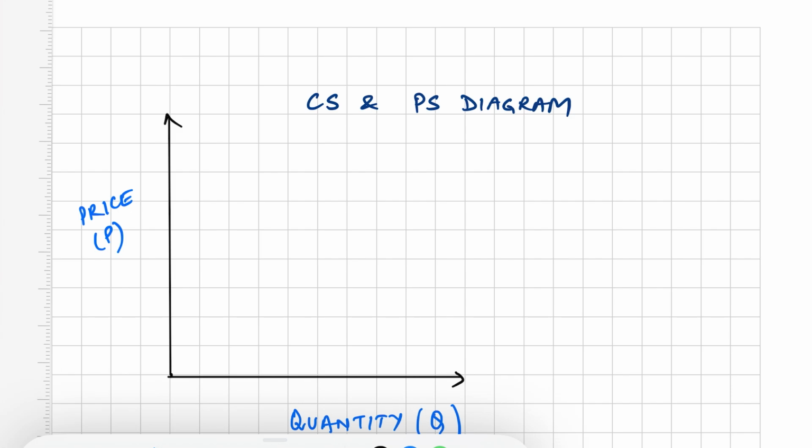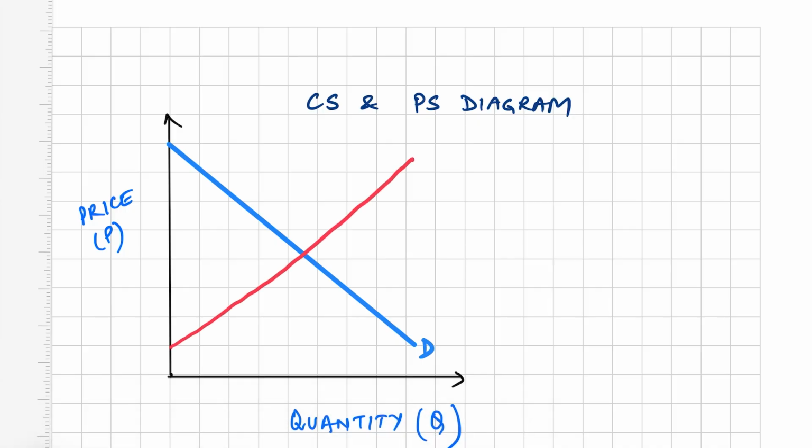This downward sloping line is our demand curve. It shows the maximum price consumers are willing to pay for each unit. And this upward sloping curve would be my supply curve. It shows the minimum price producers are willing to accept, basically what they want to earn for each unit.